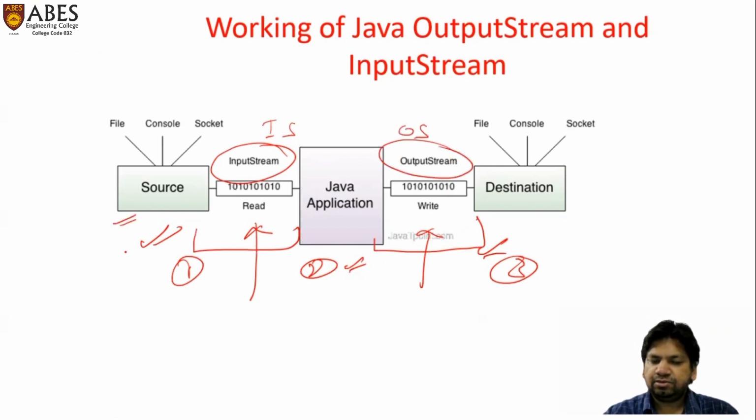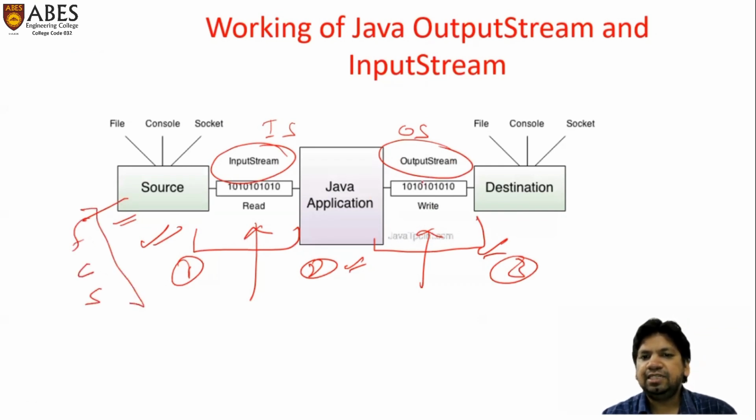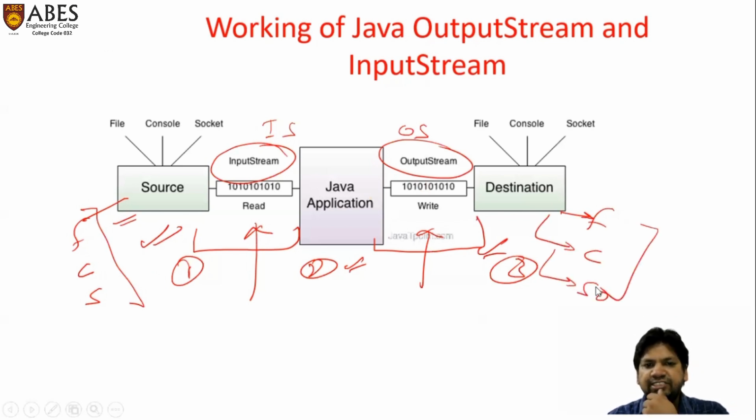The source can be a file, a console, or sockets, and the same goes for the destination. The file, source, and sockets, so these are the destination. From the source to the Java application to the destination, read is the intermediate stage between the source and the Java application. Write is the intermediate stage between the Java application and the destination. Input stream is for read and output stream is for write.